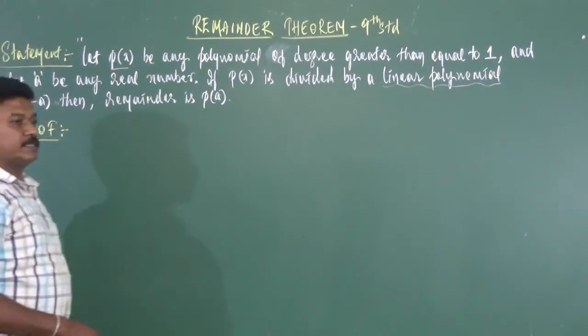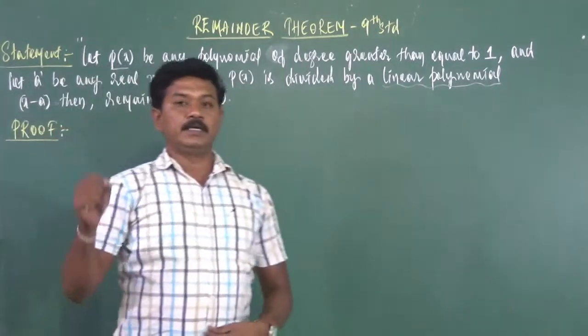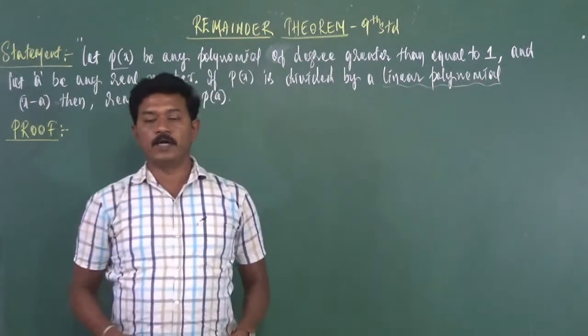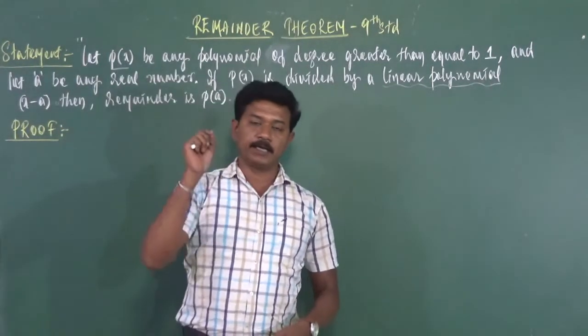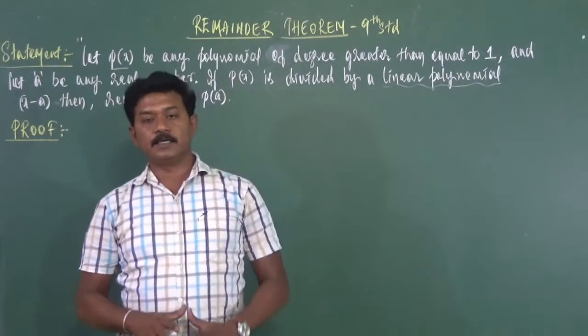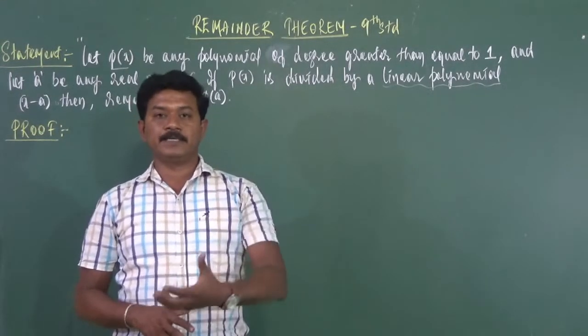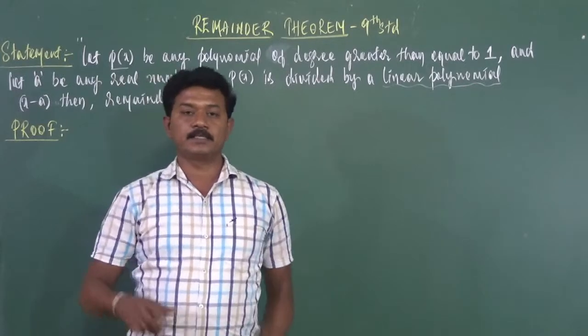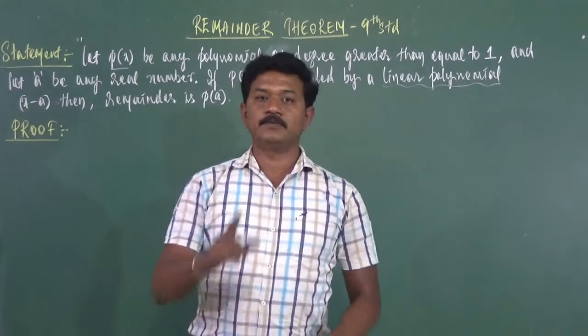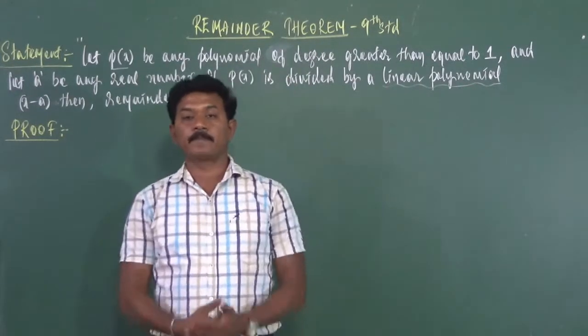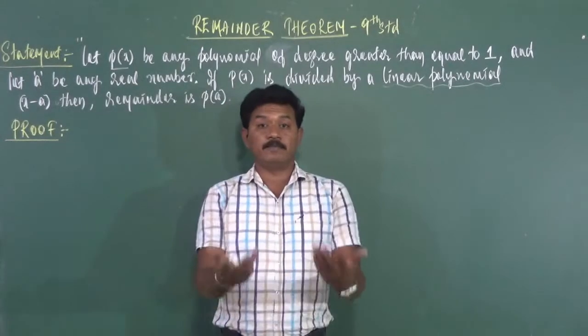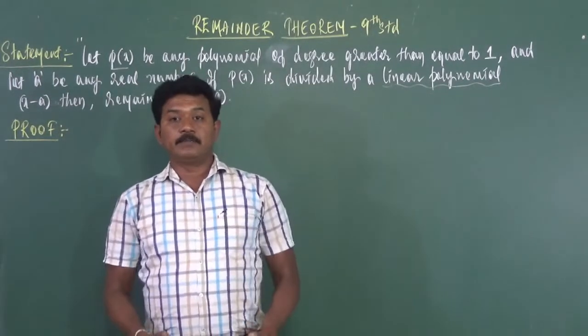So if p of x is any polynomial of degree equal to or greater than 1, and a is any real number, and if p of x is divided by any linear polynomial of the type x minus a, then the remainder is p of a. So this will be asked in your examination for 1 mark. The statement itself may be asked in your examination for 1 mark.